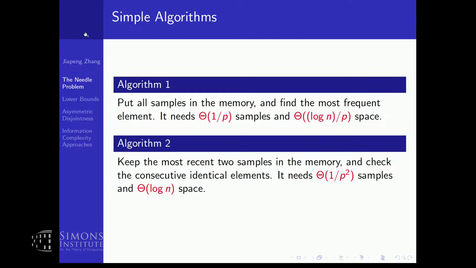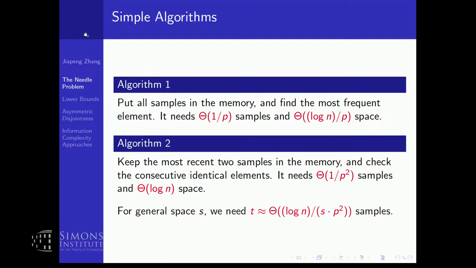For general space, you can extend to a general trade-off between these two algorithms. Whenever we have S space, we store roughly the most recent S samples. According to the calculation, you need roughly T equals log n divided by S times P squared samples. So the trade-off here is that whenever you have S space, the number of samples is roughly log n divided by S times P squared.